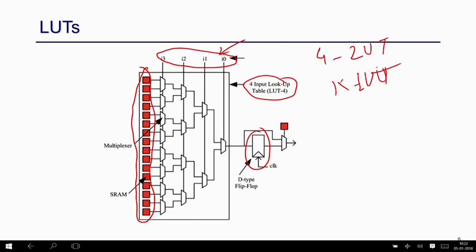What does it mean? A K input LUT can implement any Boolean function of K inputs, since 2 to the power K possibilities of bits are there.